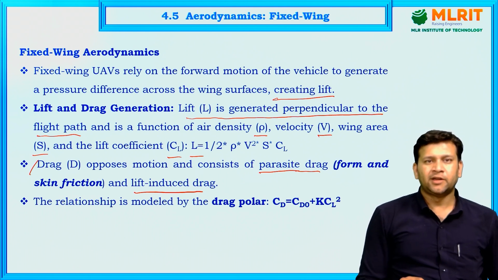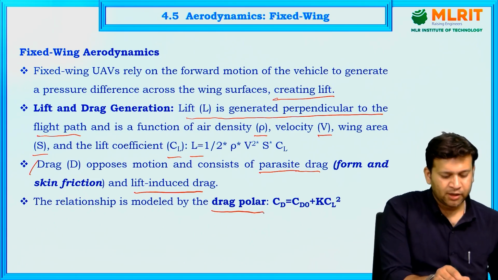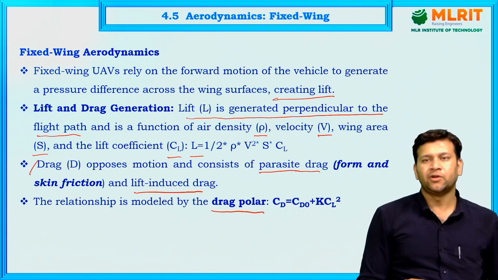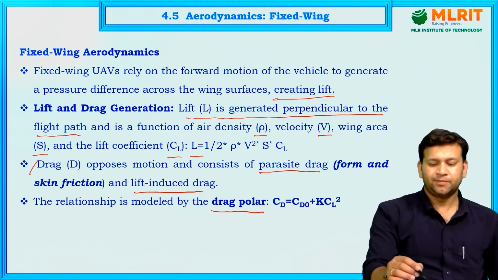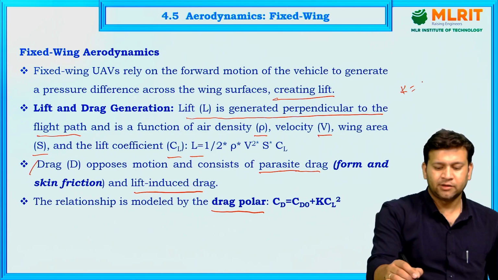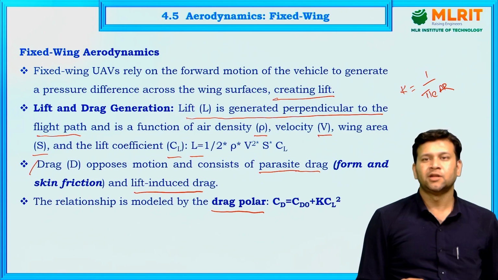We can write the drag equation in a relationship which is given by drag polar, that is CD equals CD naught plus K CL square. K is 1 by pi into E AR, where E is Oswald's efficiency and AR is aspect ratio.